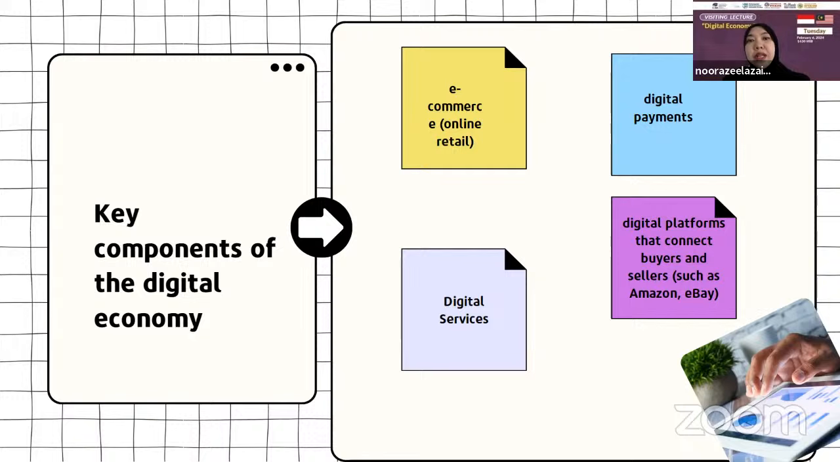And the last key component that we have is the digital platform. A digital platform is an online system or application that facilitates interaction and transaction between users, businesses, and other entities. Examples include e-commerce platforms such as Amazon and Alibaba, social media platforms such as Facebook and Twitter, ride-hailing platforms such as Uber and Grab, and online marketplaces such as eBay, Shopee, and Lazada. These platforms play a central role in connecting buyers and sellers, enabling peer-to-peer transactions, and facilitating the exchange of goods, services, and information.